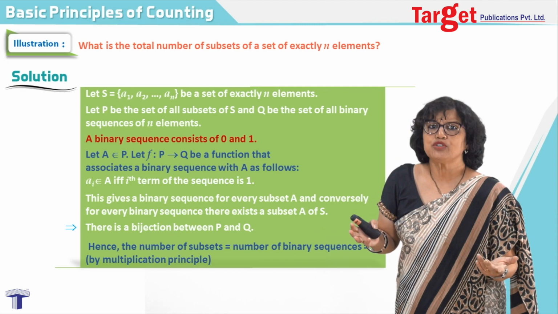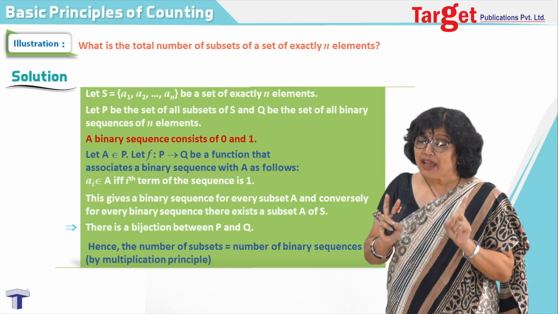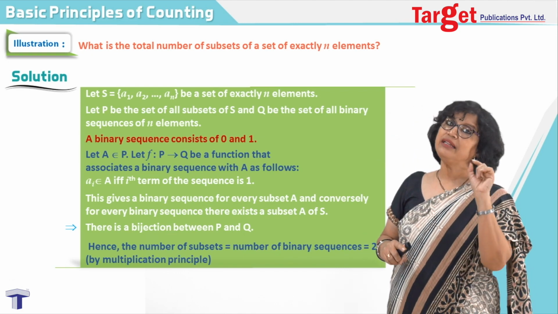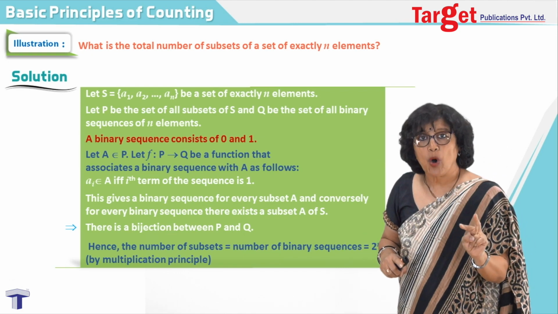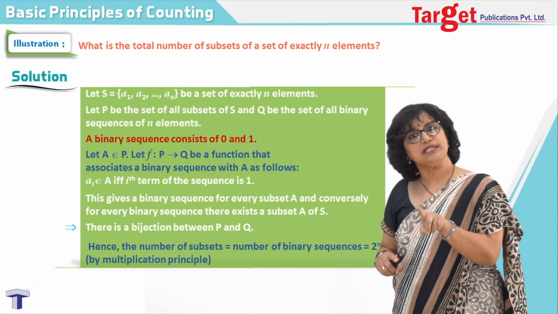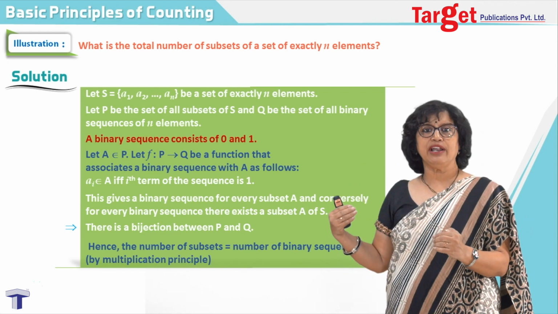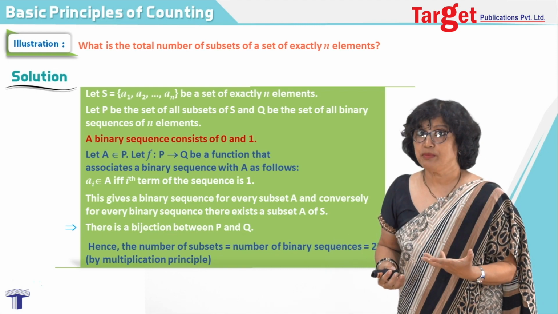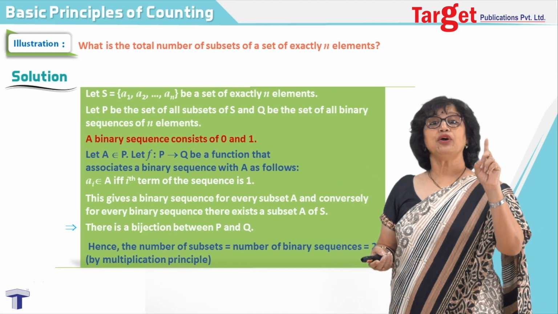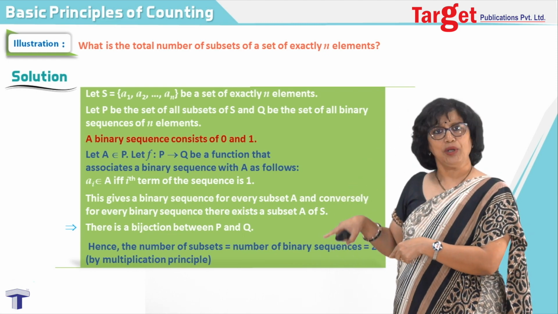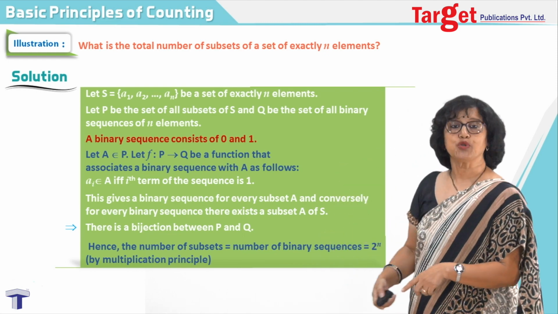Now why am I saying 2 raised to n? Understand this carefully. We have n places. Each place can be filled by either 0 or 1. So 2 options are available for the first place, 2 options are available for the second place, and so on up to the nth place. The nth place also can be filled in 2 ways. Use the multiplication principle and give the final answer as 2 into 2 into 2 into 2, like that up to the nth place. The last one is also into 2. So the answer comes out as 2 raised to n.